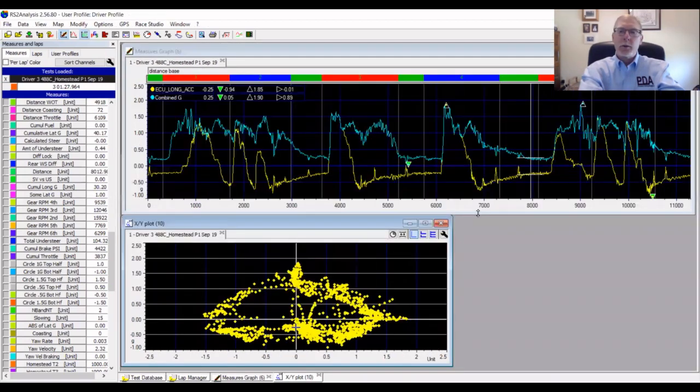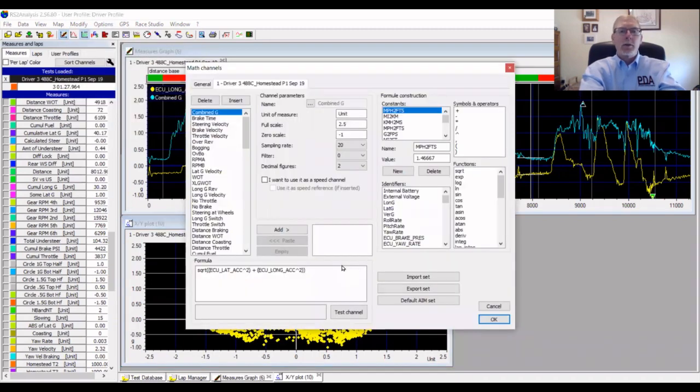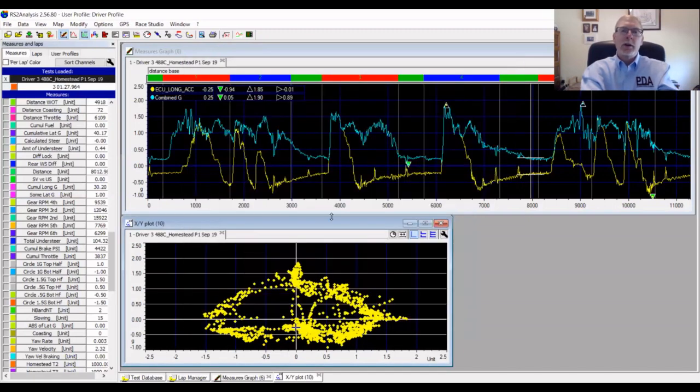So at the top here, we have longitudinal G's in yellow, and we have combined G's in blue. So if you don't know what combined G's are, I'll pull up the math channel for you. It's a pretty common math channel these days. So what it's doing is, and it's right here, it's combining the lateral and longitudinal G's, taking each one of those, squaring them, adding them together, and then taking a square root of that sum. So it gives you a better understanding of the potential grip level of the car.